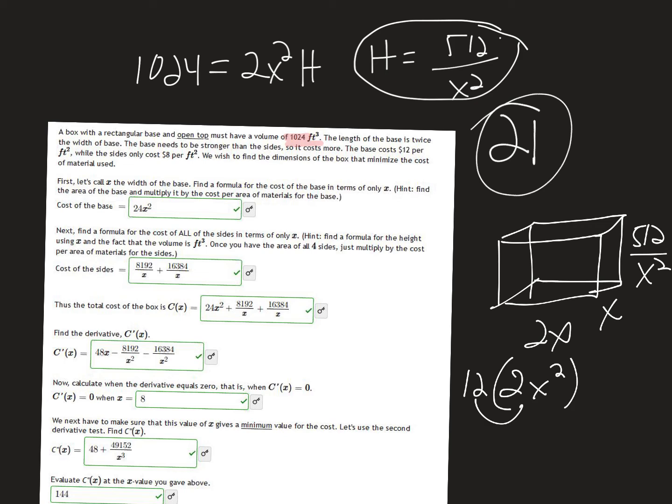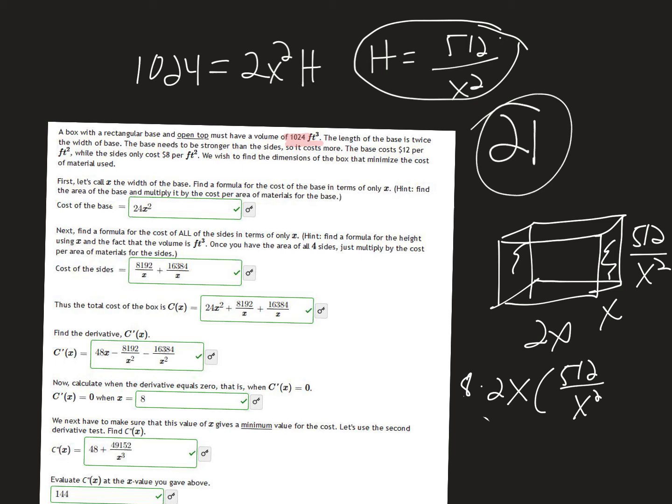Okay? Now it wants us to find the sides. So let me do some erasing here. I've got two different shaped sides. I've got one that's x by height, right? So x times 512 over x squared. And of course, there's two of them because there's one on this side and one over here. And then that cost is $8.